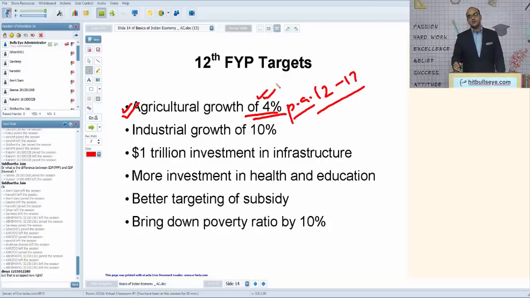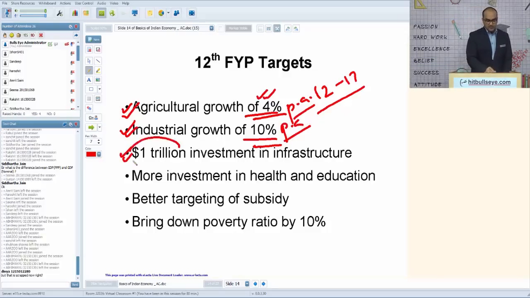So 4% does not sound like so much. However, when we talk about agriculture, it is a decent enough target. Industrial growth, again, is a high productive sector. So 10% per annum is something that we are aiming at in the 12th five-year plan.